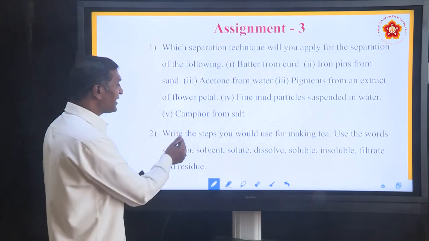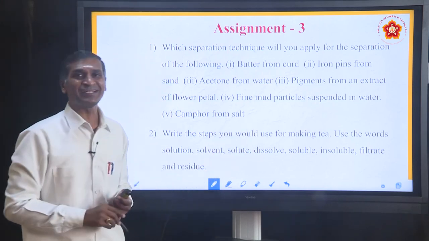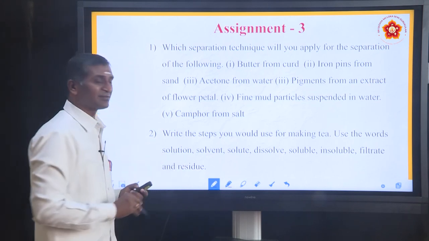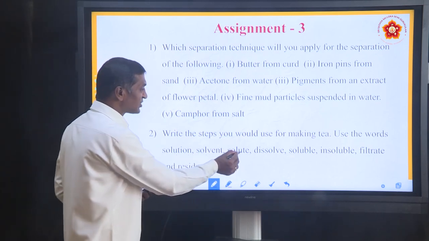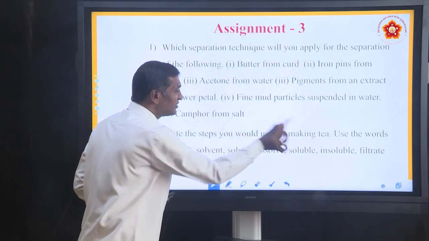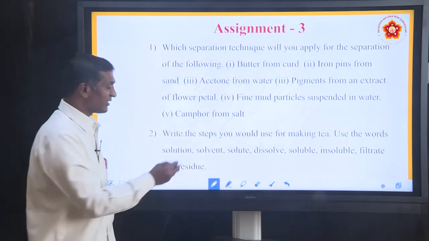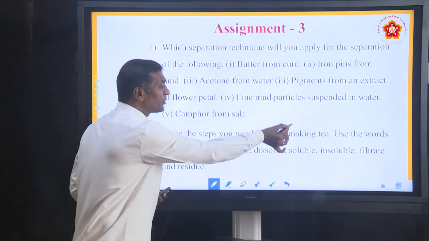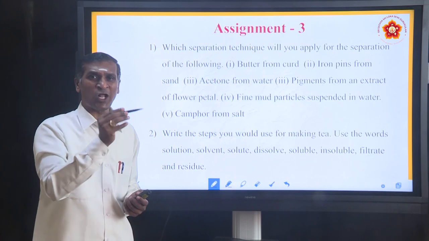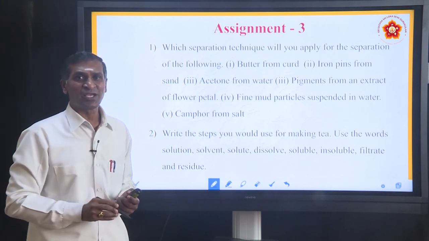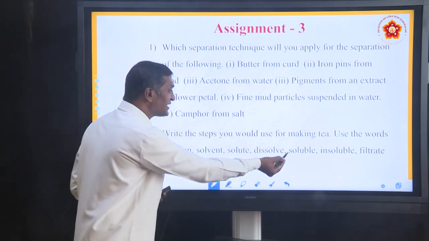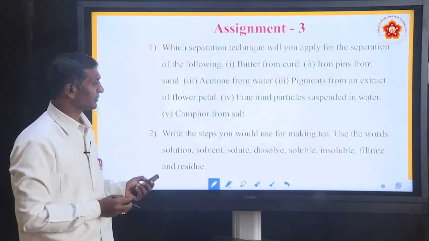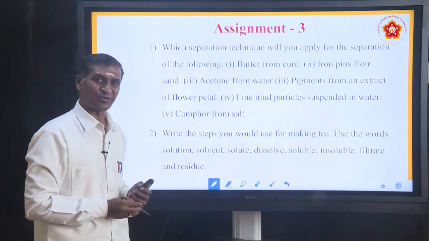Second question. Write the steps you would use for making tea. Most of you know how to prepare a very good tea. Use the words solution, solvent, solute, dissolve, soluble, insoluble, filtrate and residue. You have to use these scientific terms when you prepare tea. While preparing the tea, whatever ingredients or components you use, you have to relate those components to these scientific terms. I hope the question is clear to all of you.